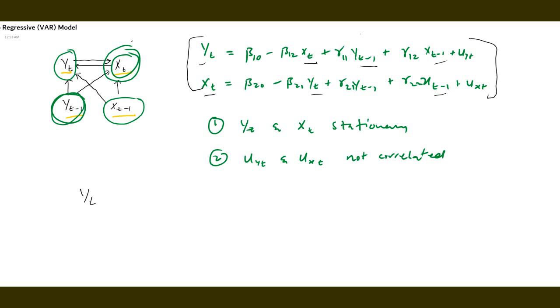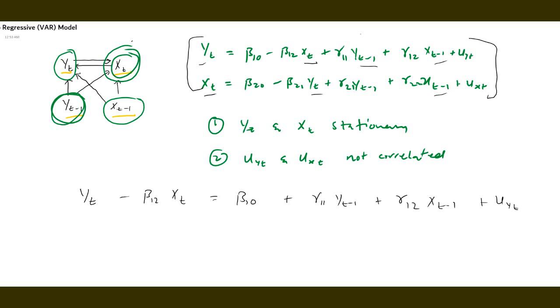So we write the equation: yt minus beta 1 2 xt equals beta 1 0 plus gamma 1 1 yt minus 1 plus gamma 1 2 xt minus 1 plus u yt.